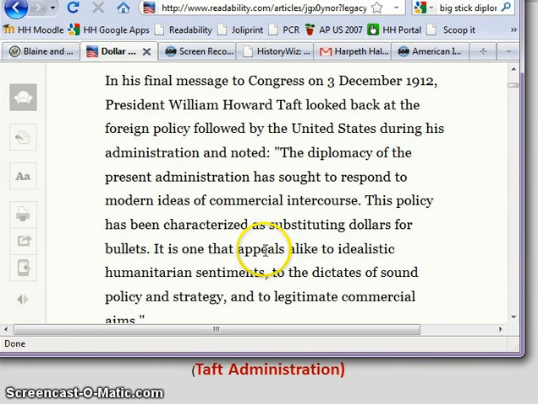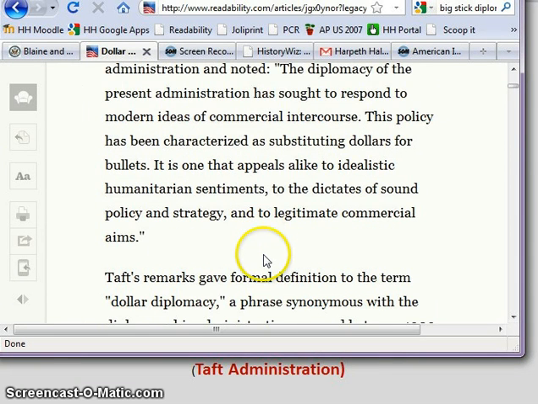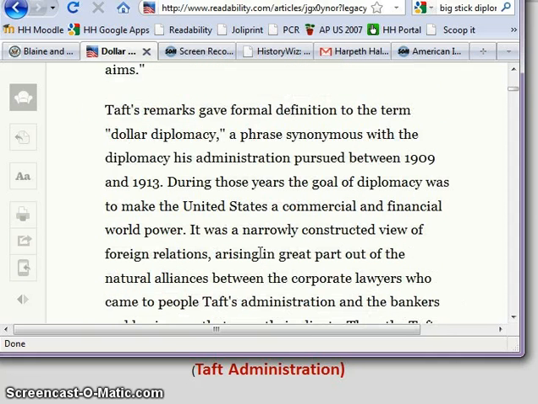This is a good little summary of dollar diplomacy. In his final message to Congress, William Howard Taft looked back at the foreign policy followed by the United States during his administration and noted, the diplomacy of the present administration has sought to respond to modern ideas of commercial intercourse. This policy has been characterized as substituting dollars for bullets. It is one that appeals alike to idealistic humanitarian sentiments, to the dictates of sound policy and strategy, and to legitimate commercial aims. Taft's remarks gave formal definition to the term dollar diplomacy, a phrase synonymous with his diplomacy from 1909 to 1913.